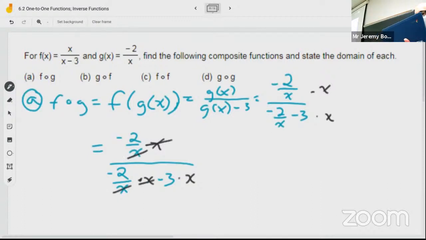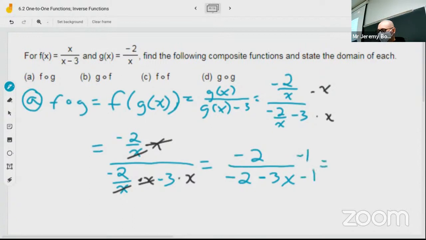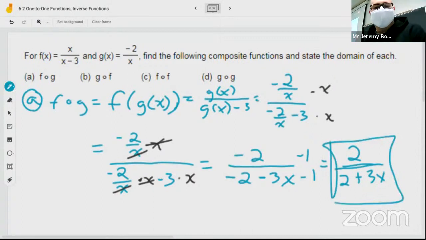And so what we end up with is -2 over -2 minus 3X. One thing we can do is reduce by -1, or you can think of it as multiplying the numerator and denominator by -1. That'd be 2 over 2 plus 3X, which is equivalent as well. So that is my composite function. Any questions on that?